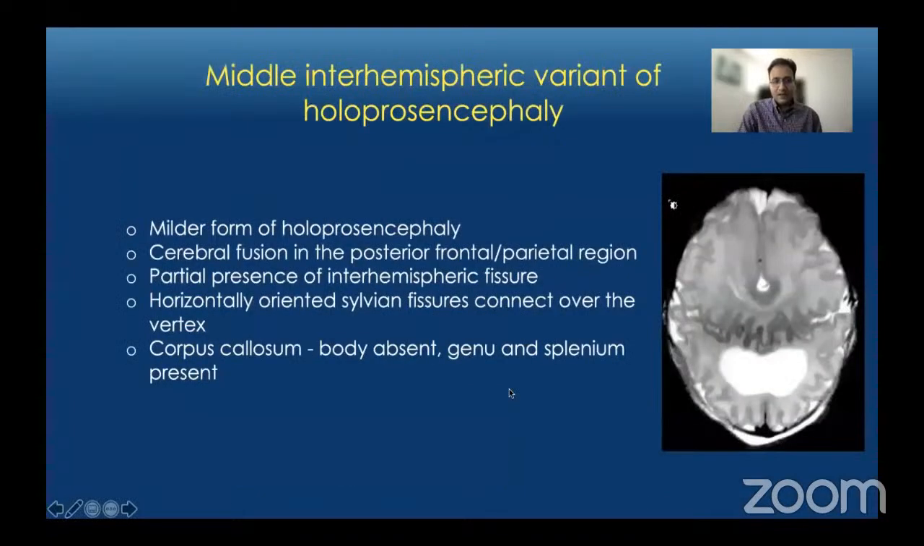So this particular case is the middle interhemispheric variant of holoprosencephaly, which is a relatively milder form, and there is cerebral fusion in the posterior frontal or the parietal region with partial presence of interhemispheric fissure anteriorly and posteriorly. There is a horizontally oriented sylvian fissure that extends across the midline over the vertex. The corpus callosum is usually abnormal, with the body being absent and the genu and splenium present. So holoprosencephalies are kind of the exception to the rule of callosal dysgenesis in terms of its embryological development.